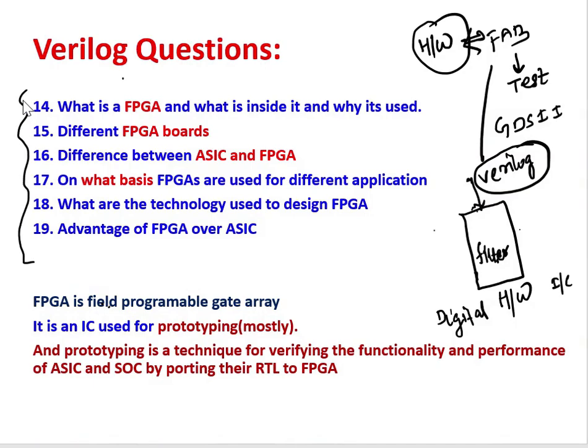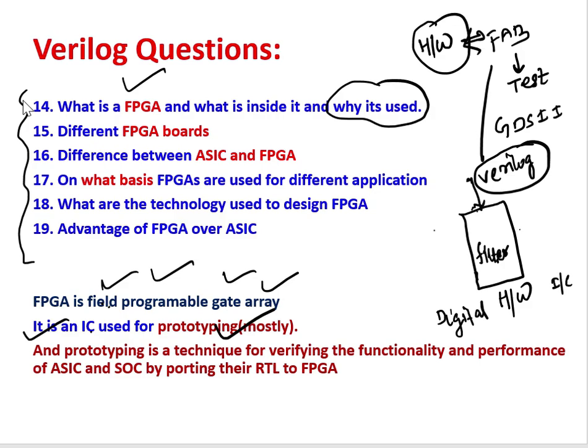The first one is, what is a FPGA? FPGA is an IC or integrated circuit. An FPGA is called Field Programmable Gate Array. Why is it used? FPGA is mostly used for prototyping. And what is prototyping?